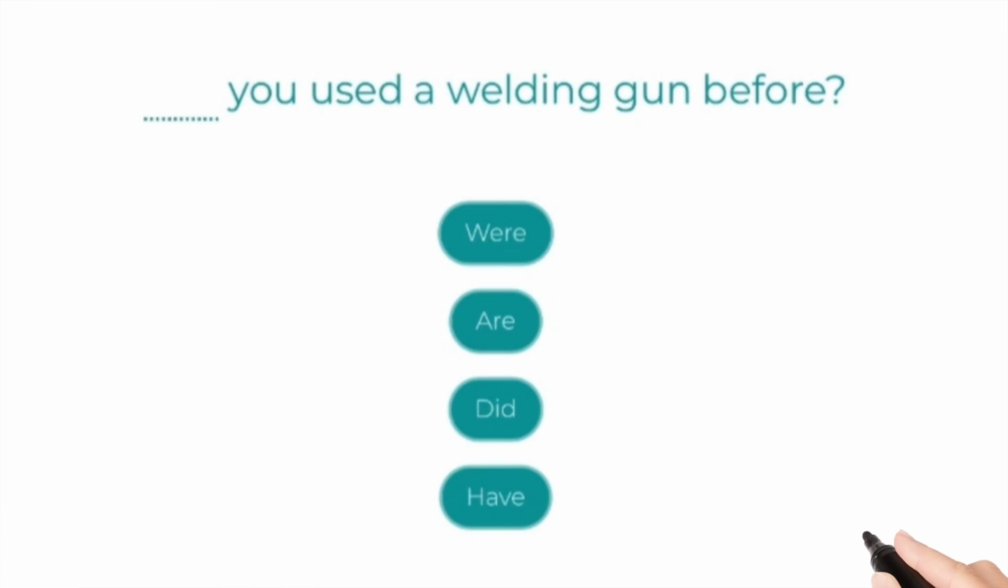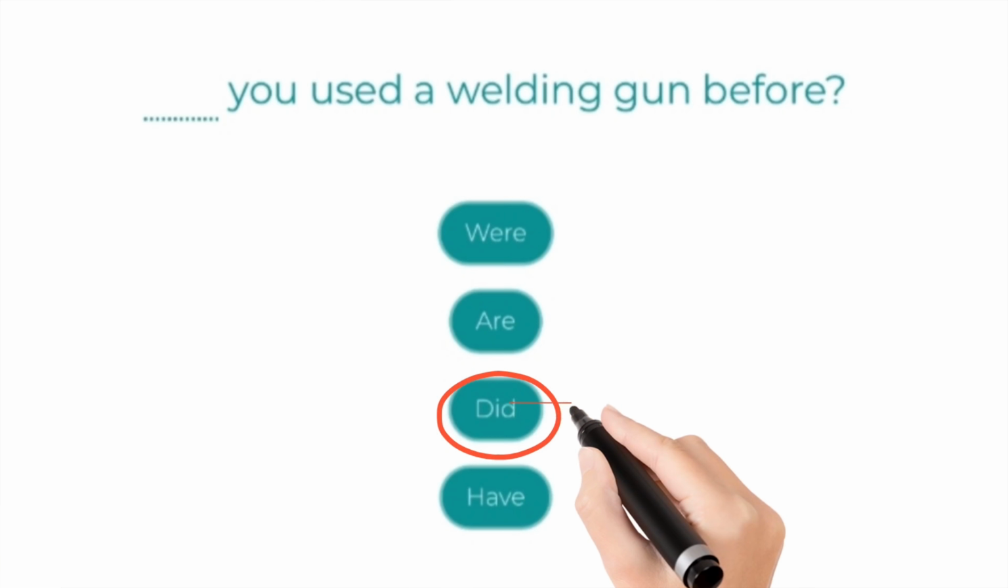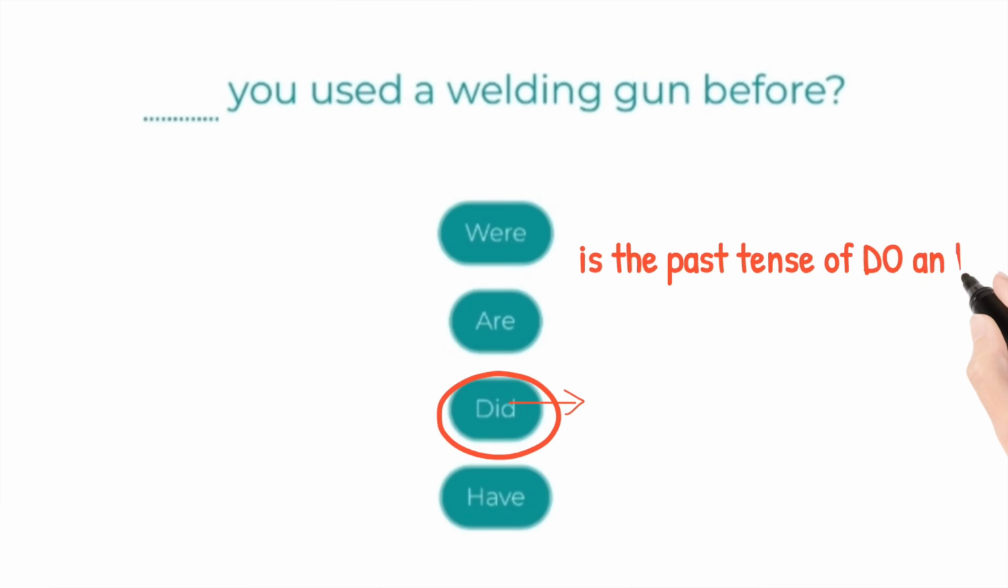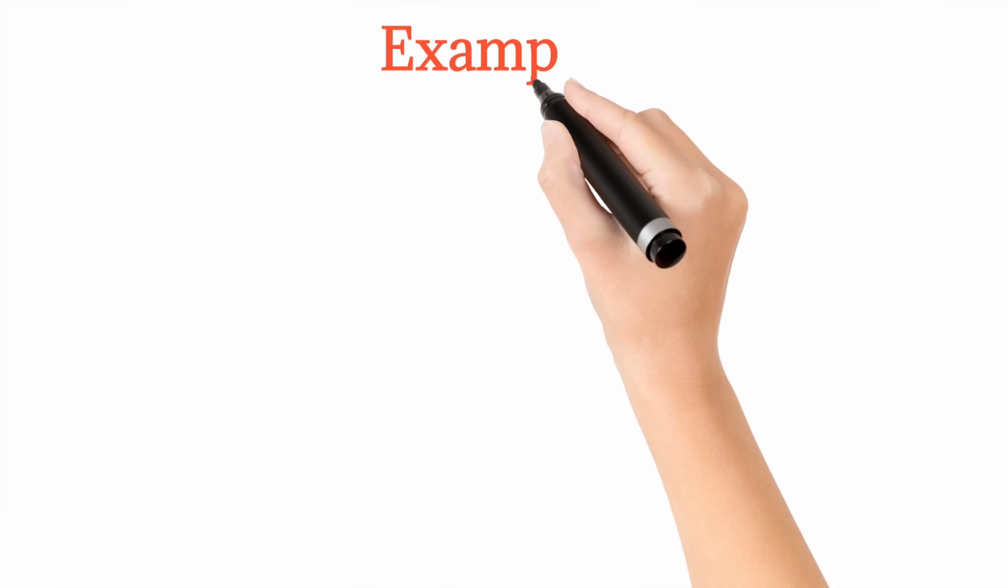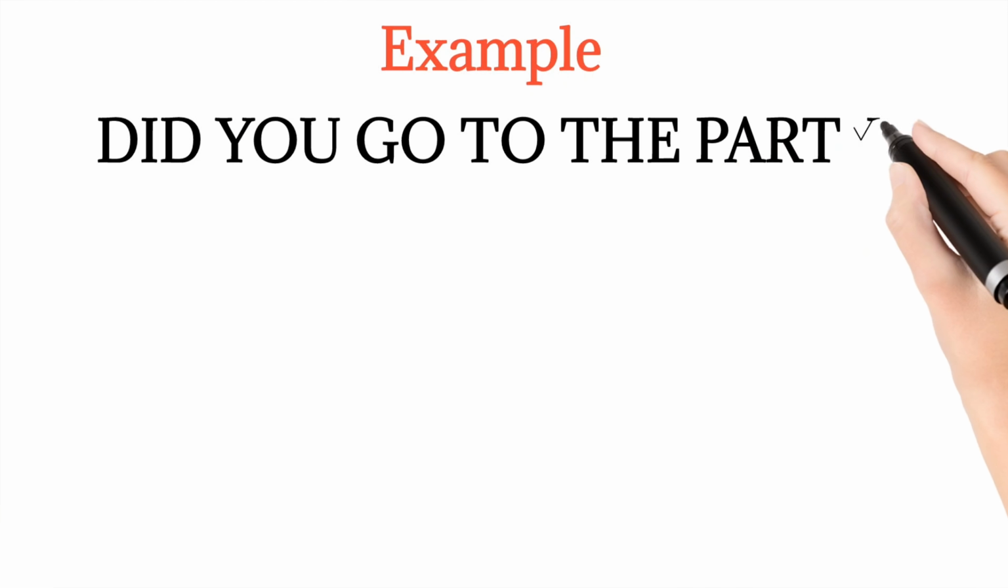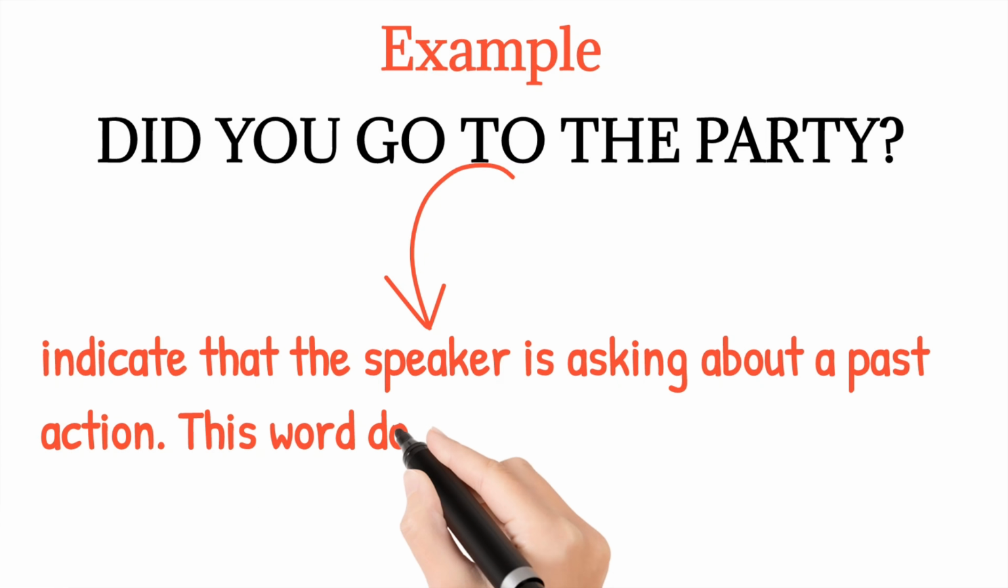And we continue to the last option. The last option is the word did. Did is the past tense of do, and it's used to form questions and negatives in the past simple tense. For example, "Did you go to the party?" That sentence indicates that the speaker is asking about a past action. This word doesn't fit the context of the sentence, as it does not convey the idea of past experience or actions.